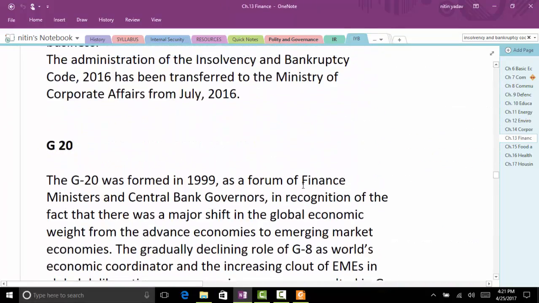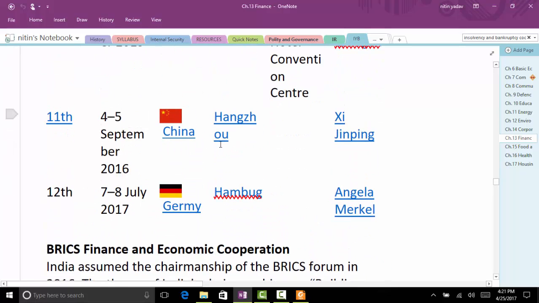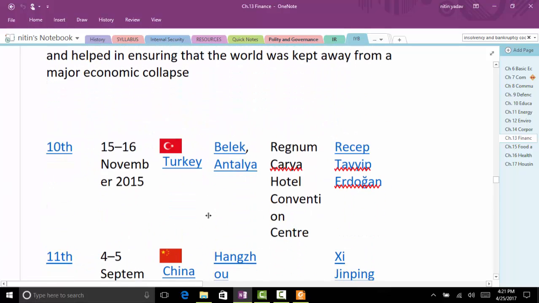G20, know about it. Okay, for PT you can see where the meetings are. The 10th meeting, the year before last, was in Antalya, Turkey. Then Hangzhou, China, and the 17th this year will be in Hamburg in Germany. Why are these important?